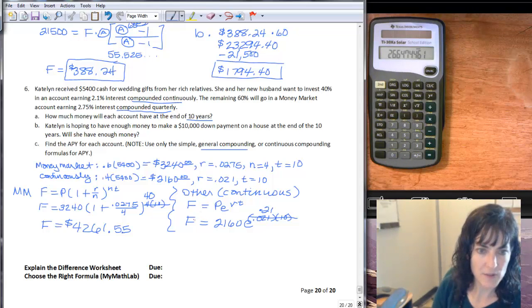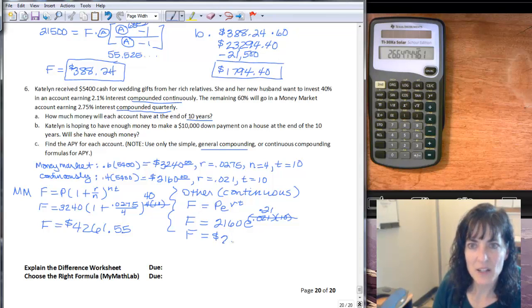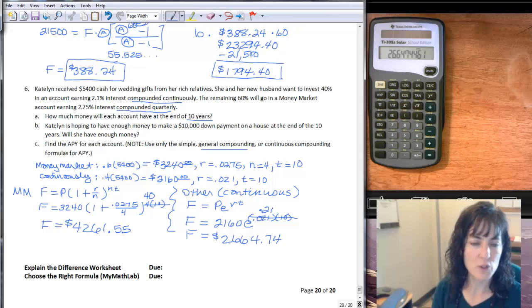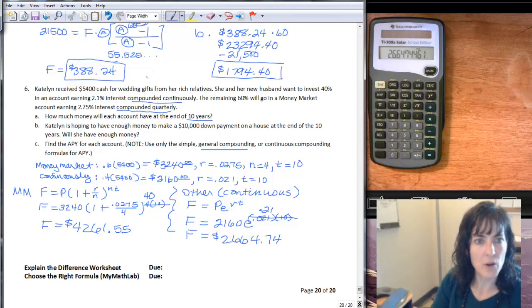And that leaves me with an F of money, $2,664.74 from this other account, the continuous account. So there's the two accounts for 10 years. How much money will each account have at the end of 10 years?